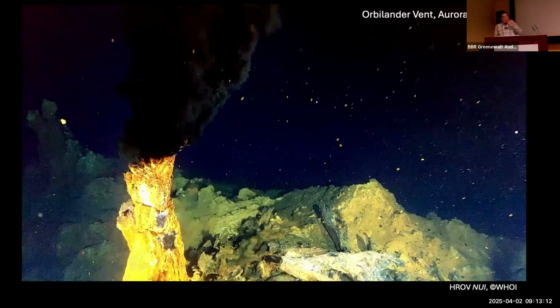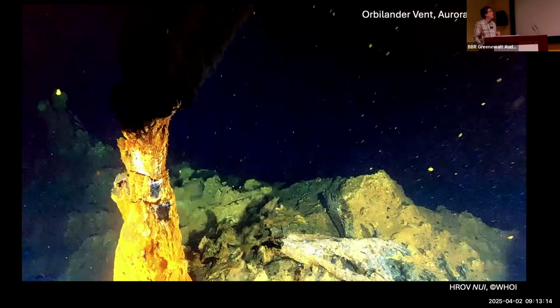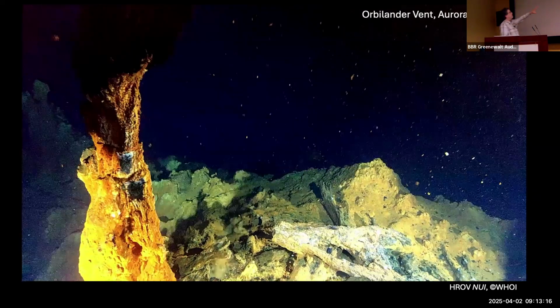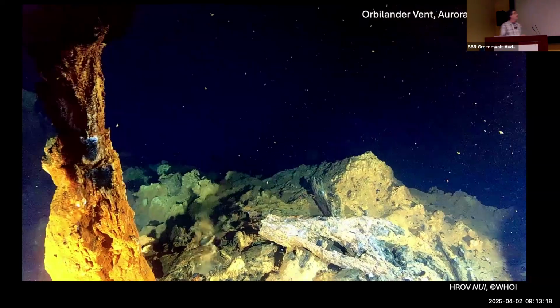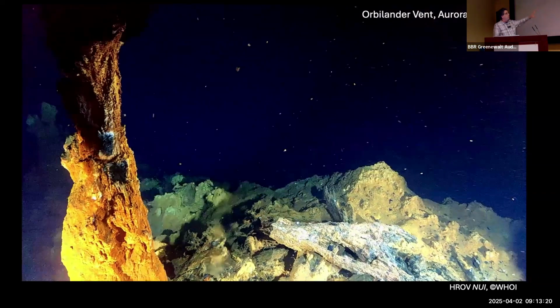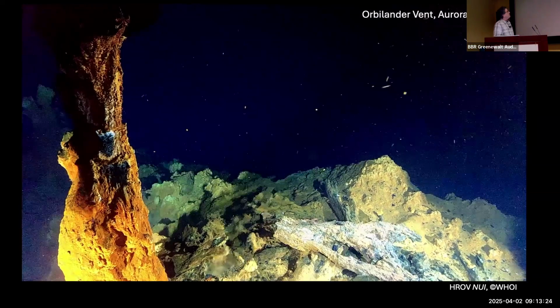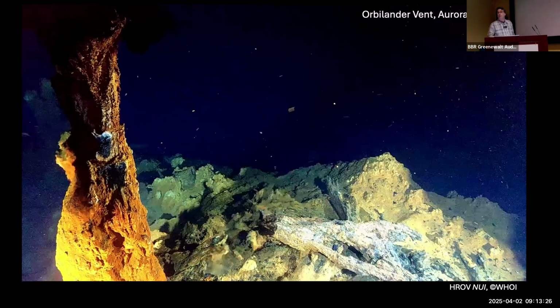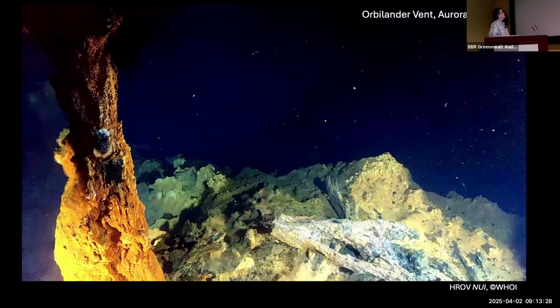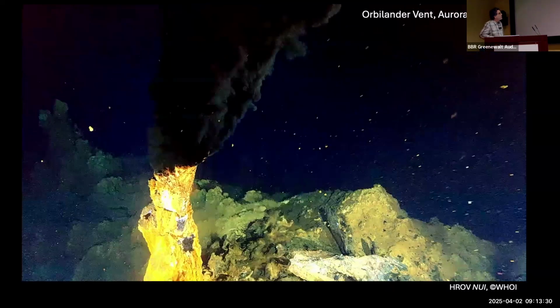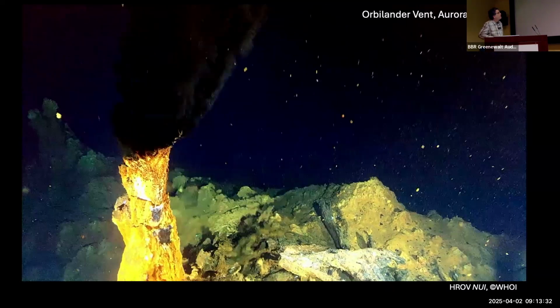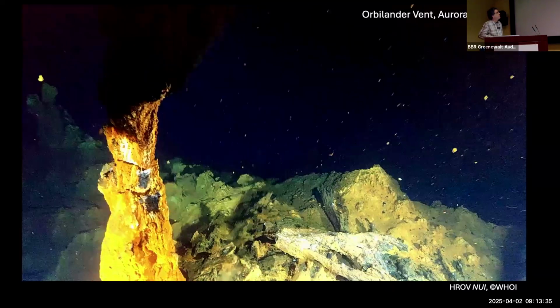Chris showed this vent yesterday. This is the Aurora vent field under the ice in the Arctic. I wanted to draw your attention: here we have a high temperature black smoker. We've all seen these before. But if you look down here, you can see these low temperature fluids that are venting.